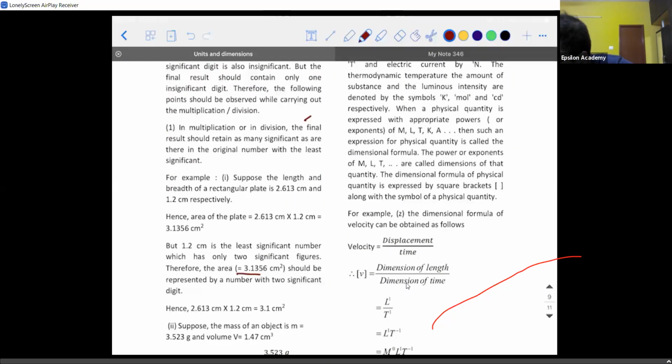Therefore, the area of 3.1356 centimeters square should be represented by a number with two significant digits. So in 3.1356, the 356 should be dropped according to the round-off concept. The number to be dropped is less than 5, so the preceding number is left unchanged. That is why it is 3.1 centimeters square.